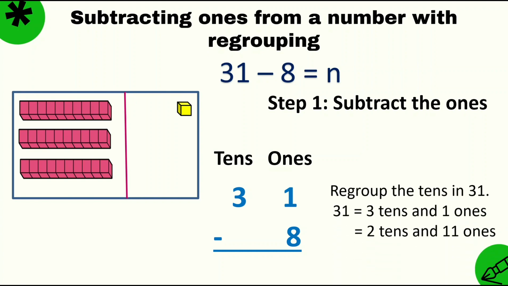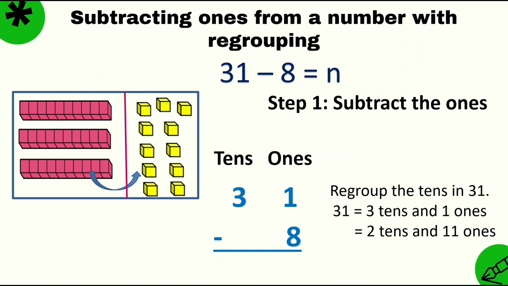So you need to regroup the tens in 31. When we rename it, 31 is 3 tens and 1 one. And if we regroup, it will become 2 tens and 11 ones. Look, how did it happen? That 1 ten, we will give it to the ones group. We will give 10 ones. So now your 1 will become 10 plus 1, that will become 11. Since we removed 1 ten from the 3 tens, we will cross it out.